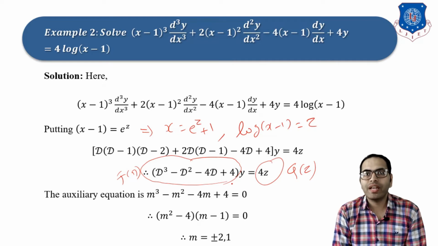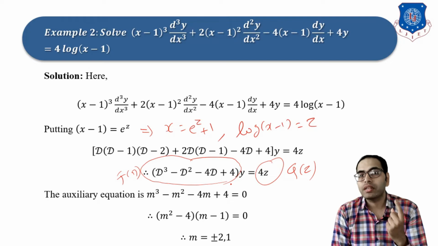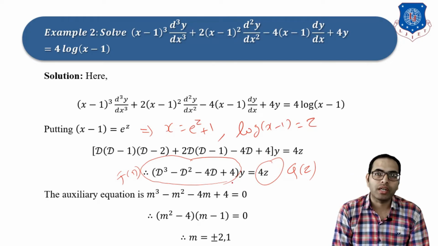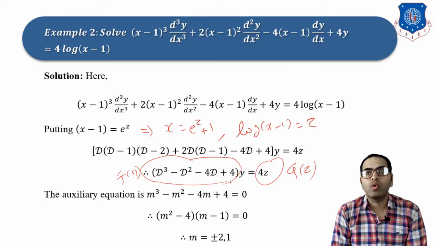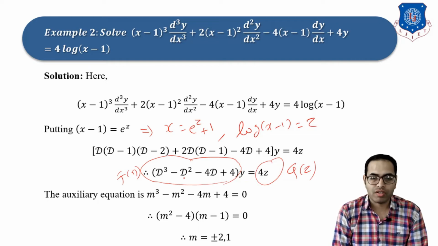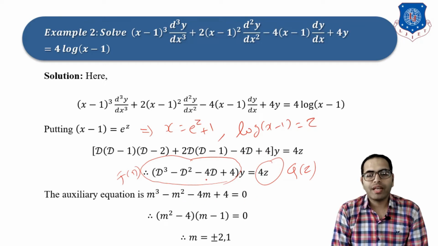Now we just find the general solution. For that we first require the complementary function, and after that we require the particular integral. Let's move on to finding the complementary function. For that we require the auxiliary equation. Our auxiliary equation is m cube minus m square minus 4m plus 4 equal to 0. Now factorizing that particular term, that will give you (m square minus 4)(m minus 1) equal to 0. Now m is equal to 1, plus 2, minus 2.